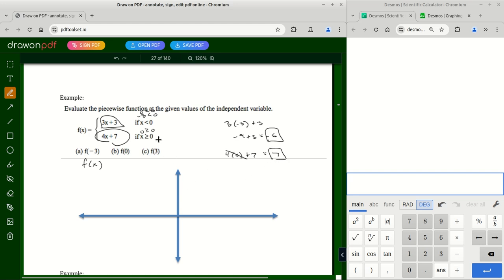And then finally, 3. Is 3 less than 0? No. Is 3 greater than or equal to 0? Yes. Use this guy again. 4 times 3 plus the 7. 12 plus 7 is, calculator, no, it's 19.